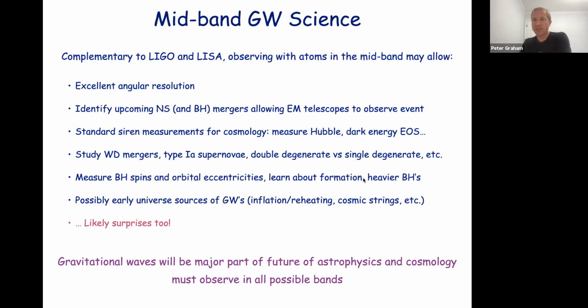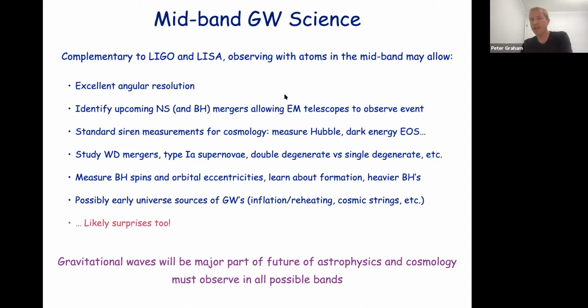Okay, so here's a summary of what I've been telling you, which is that using this atomic technology, using these quantum sensors, lets you get into this mid-frequency band below LIGO. It's very complementary to LIGO and LISA. And in fact, even when you're observing the same sources, you get a lot of extra information by being able to observe across as much of the gravitational spectrum as possible. We saw it could allow excellent angular resolution. You can identify upcoming neutron star and black hole mergers, allowing your telescopes to already be looking there to observe the event. This may even allow standard siren measurements.